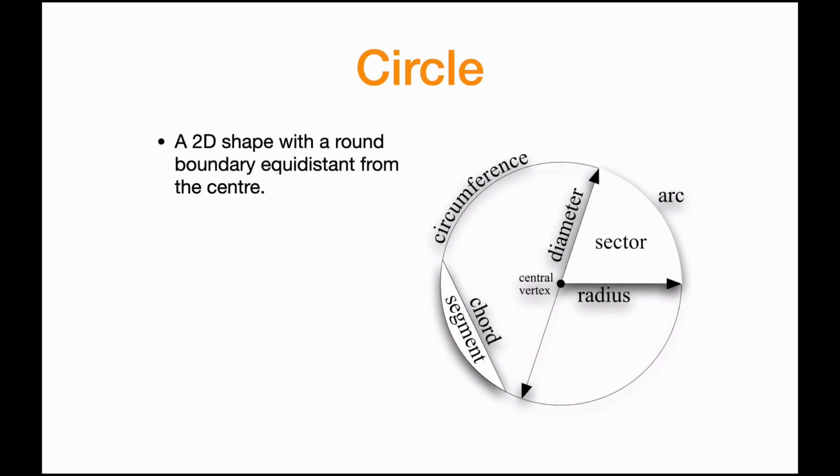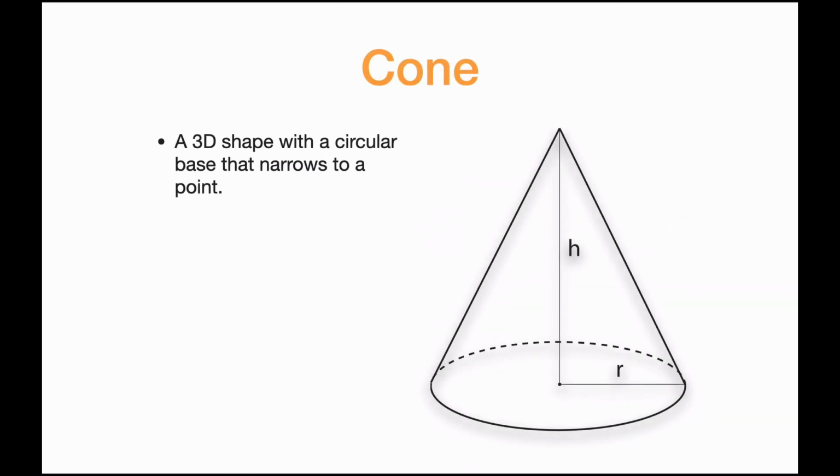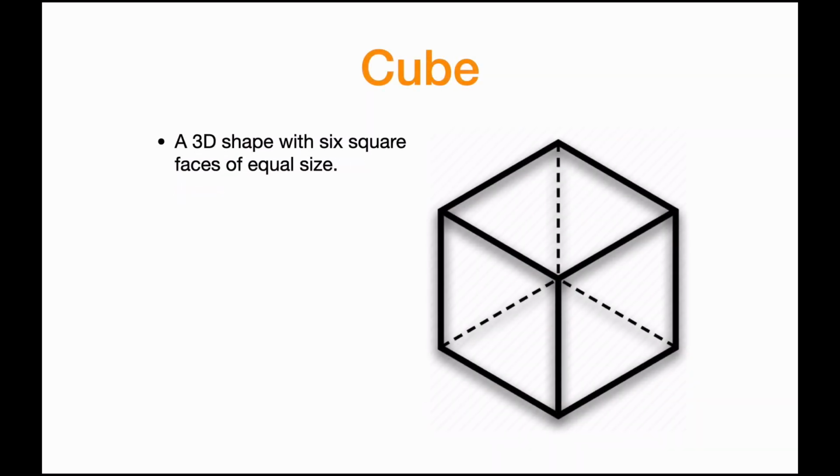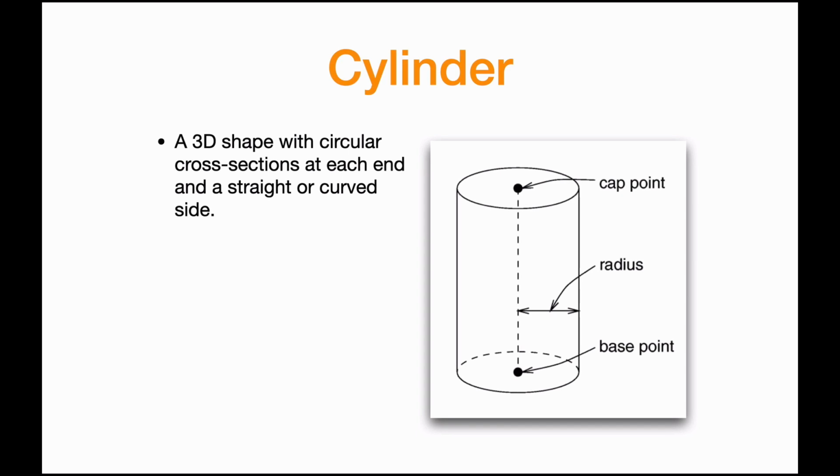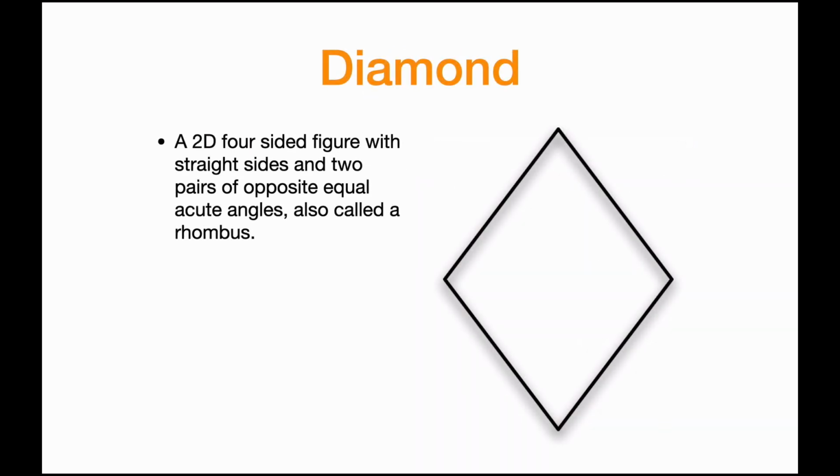Circle. A 2D shape with a round boundary equidistant from the center. Cone. A 3D shape with a circular base that narrows to a point. Cube. A 3D shape with 6 square faces of equal size. Cylinder. A 3D shape with circular cross-sections at each end and a straight or curved side. Diamond. A 2D four-sided figure with straight sides and two pairs of opposite equal acute angles, also called a rhombus.